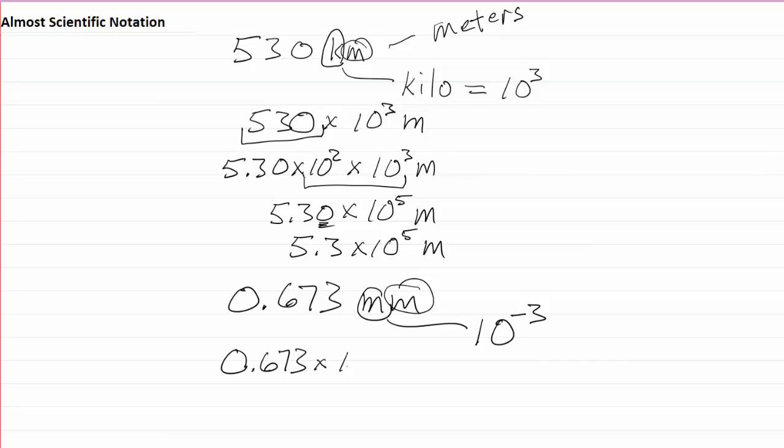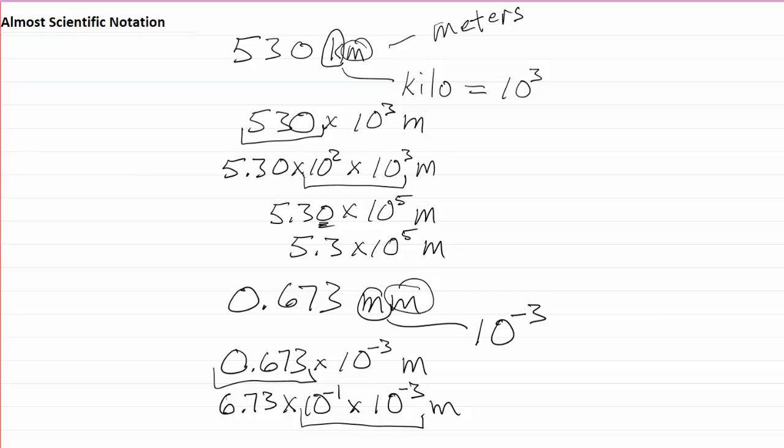So what I have here, that 0.673 millimeters, is actually 0.673 times 10 to the minus third meters. Okay, so 0.673 times 10 to the minus third meters is almost scientific notation. I've got to fix it though. I have to write this, what I have underlined here, as a number between 1 and 10 and a power of 10. And what I'd get is 6.73 times 10 to the minus 1. I still have a times 10 to the minus third and a meters here.